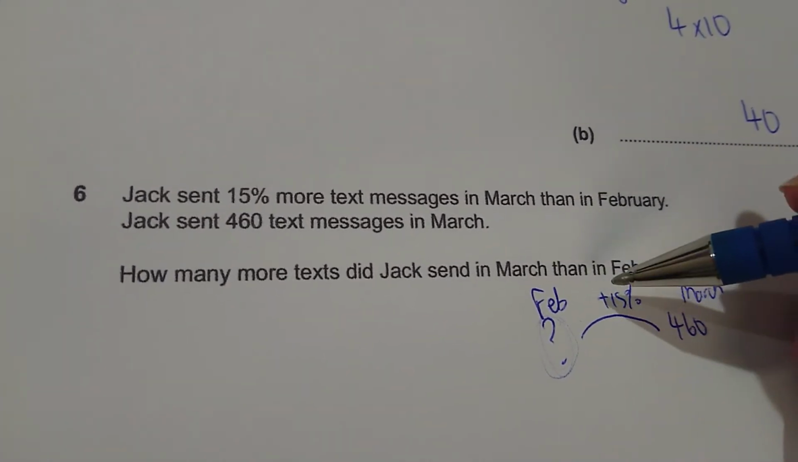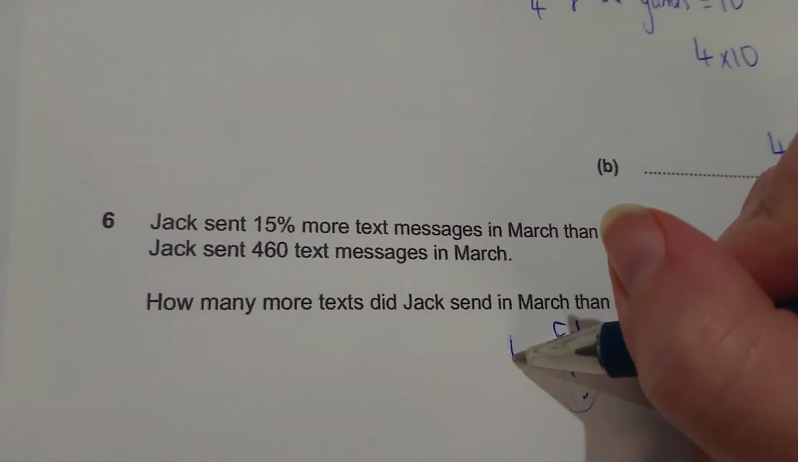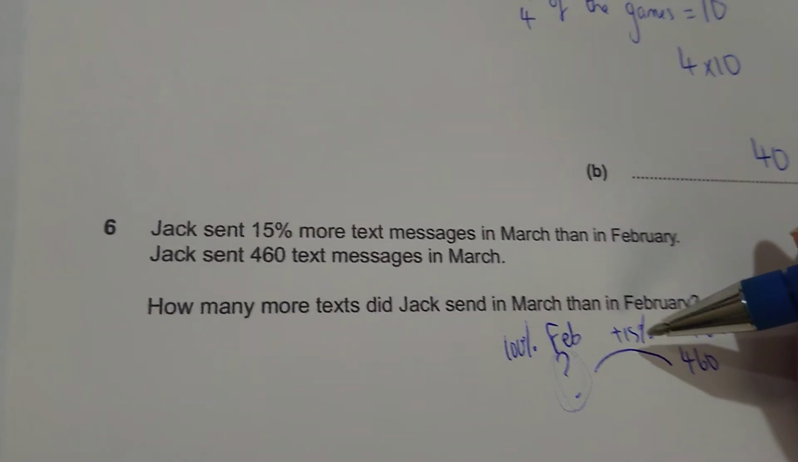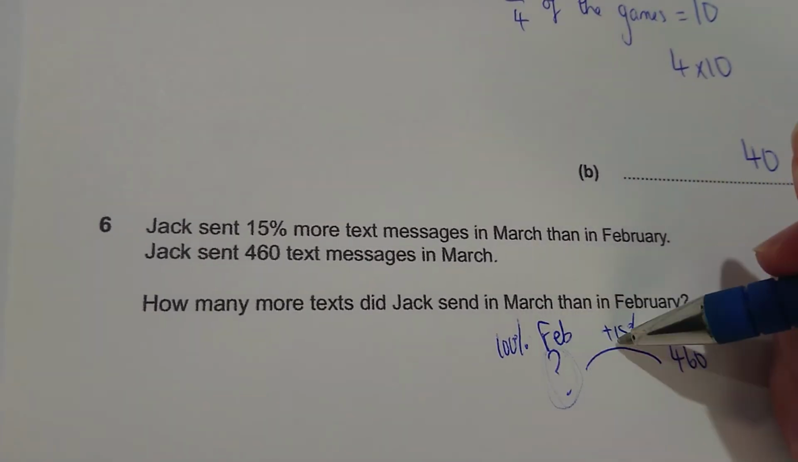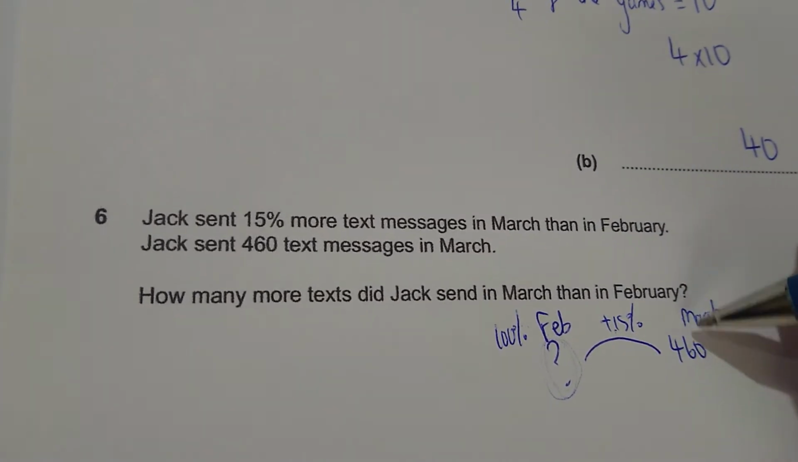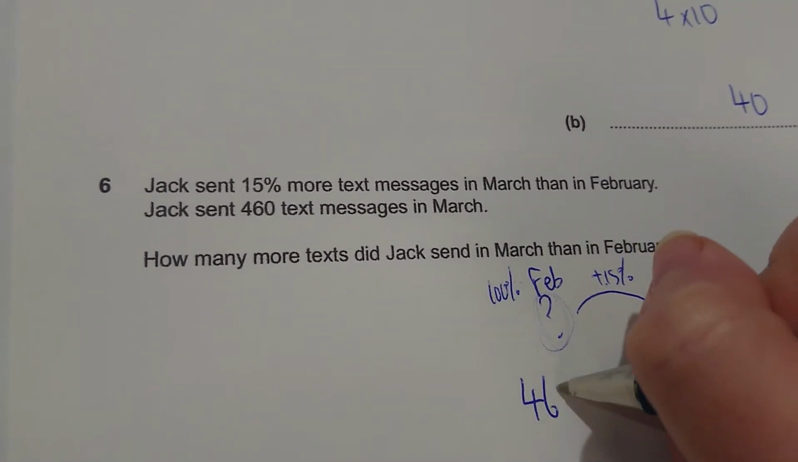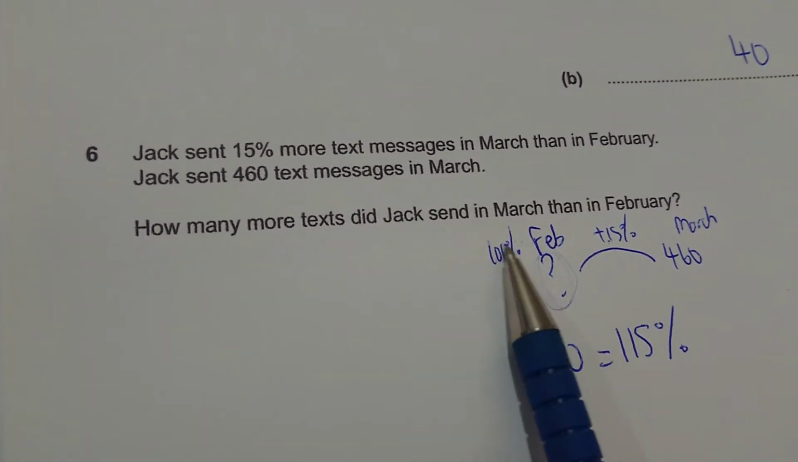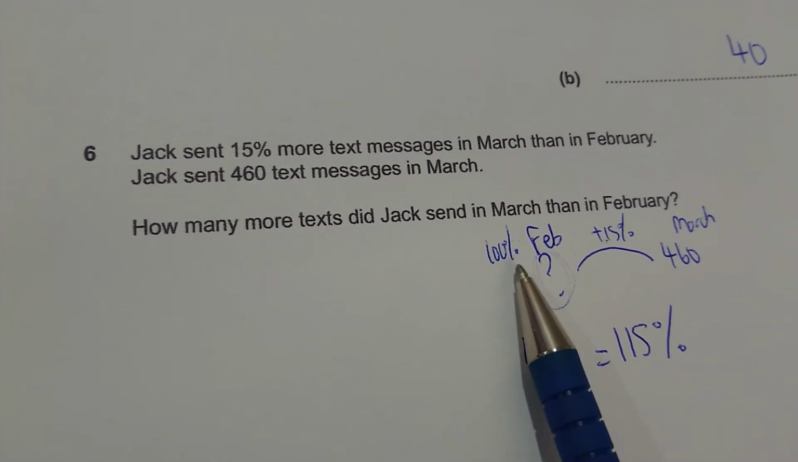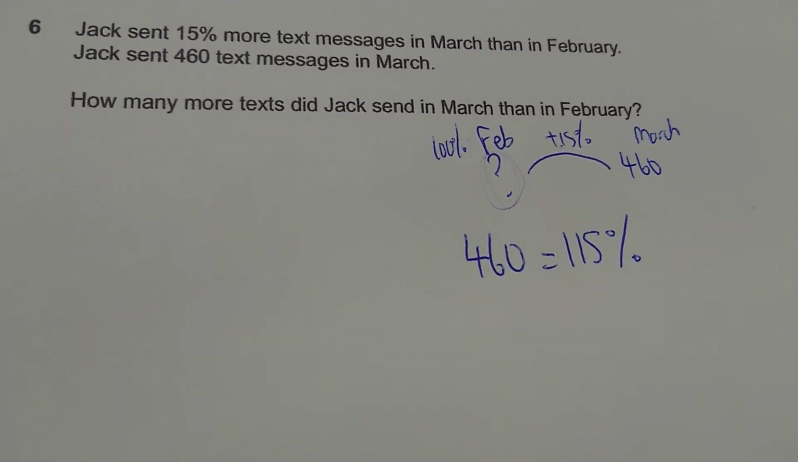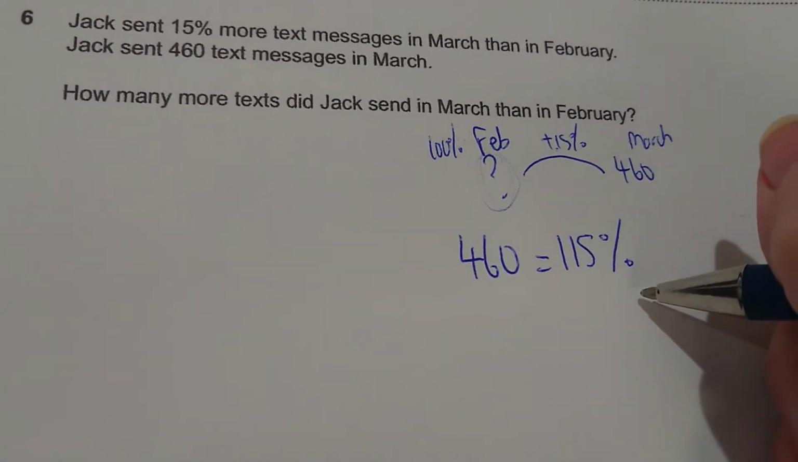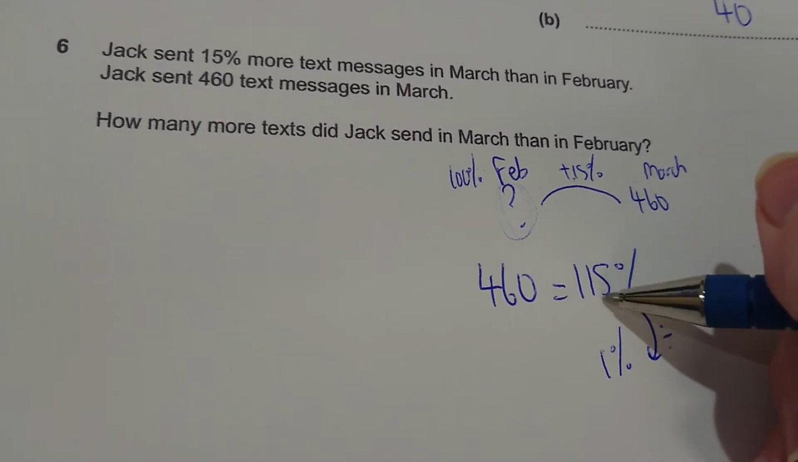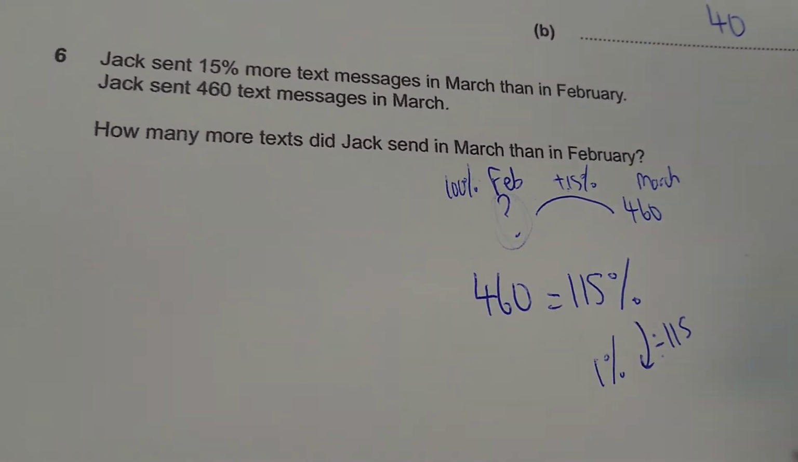So the way to kind of approach this question really is to say, well, originally it would have been 100% to start with. If they've added 15% on, or we sent 15% more in March, that's going to make 115%. So 460 is equal to 115%. And I'm trying to work out the original 100% back in February. So how you then approach that is really up to you. I would always try and see if we can work out 1%. So to work out 1%, you would divide by this number here. So I would divide it by 115.